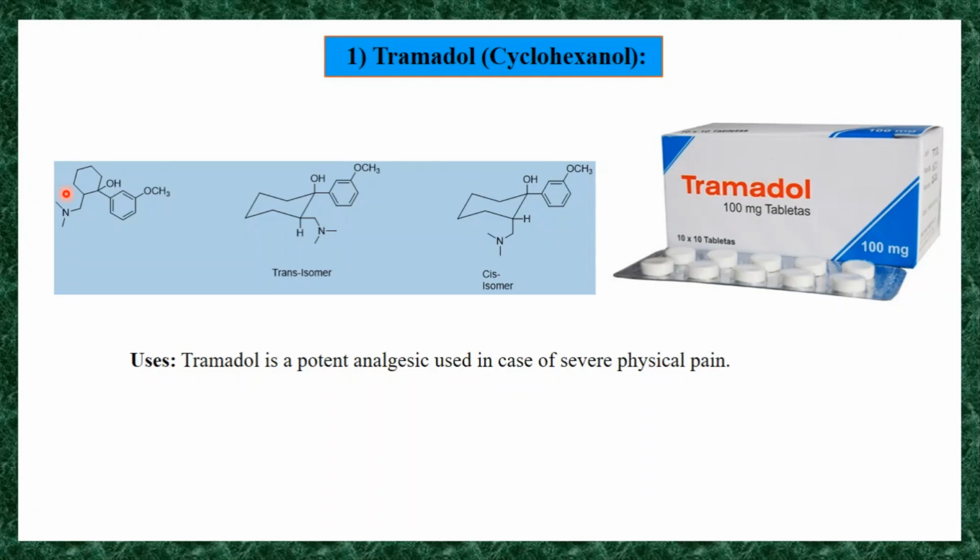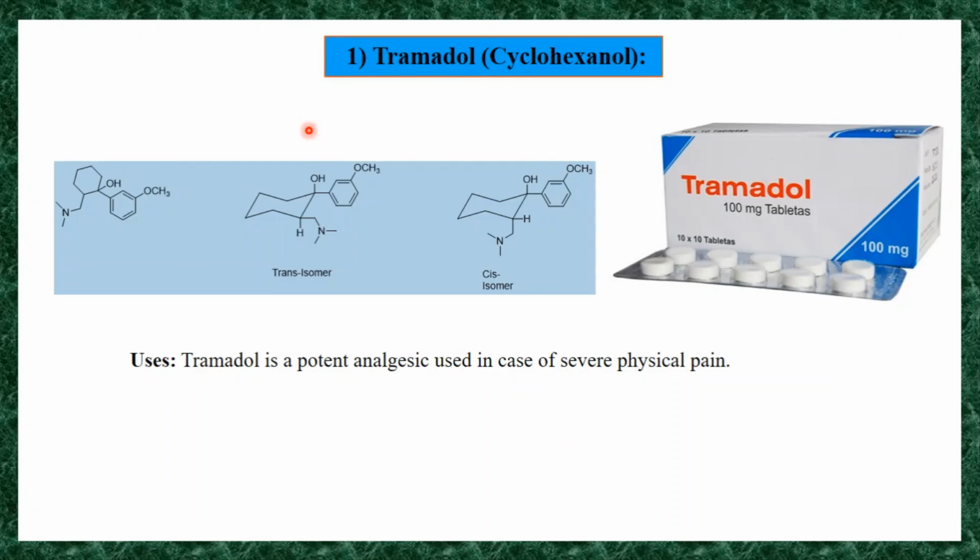This cyclohexanol is formed as a mixture of cis and trans, and the trans isomer is actually more analgesic than the cis one. The 1,2 equatorial is trans, and the 1,2 axial equatorial is cis. The use of tramadol is that it is a potent analgesic used in case of severe physical pain, similar to opiates. So this is about the cyclohexanol derivative.